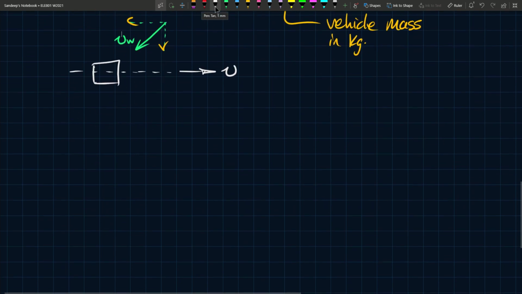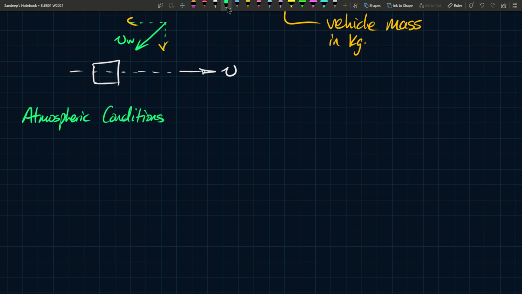Let's look at some behavior. Let's talk about atmospheric conditions, because of course the atmospheric conditions around the vehicle have an impact on the vehicle. So atmospheric conditions affect, let's say, FD. There are a couple of rules of thumb. You can use the equations and observe how certain changes impact the overall force.